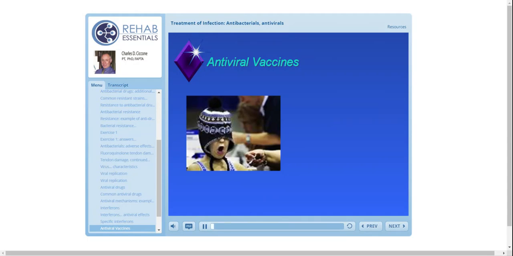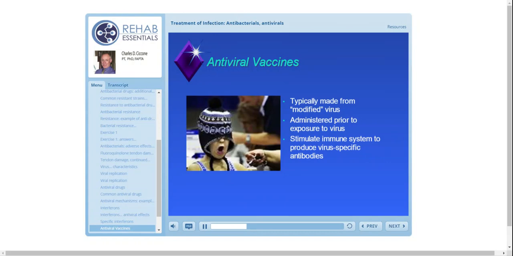So antiviral vaccines have been our major strategy in preventing viral infection. A vaccine is typically made from the actual virus. The virus is modified in some way, usually by changing it or attenuating it or partially killing it, so that it still looks like the virus, but it doesn't actually cause the infection. And if you administer that vaccine prior to exposure to the virus, you're basically showing the immune system what this virus looks like, so that the immune system can develop virus-specific antibodies, so that if the actual virus does show up, the immune system is ready for it.